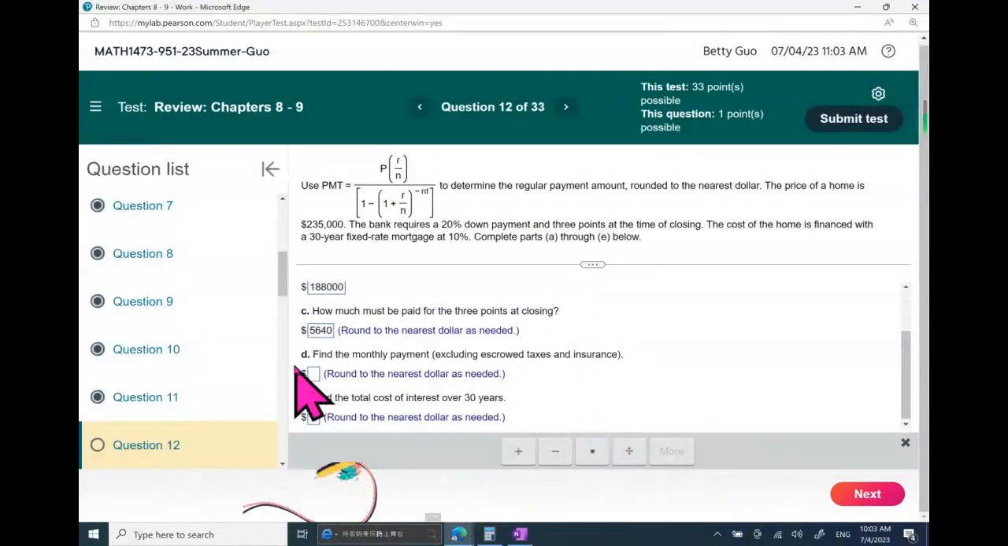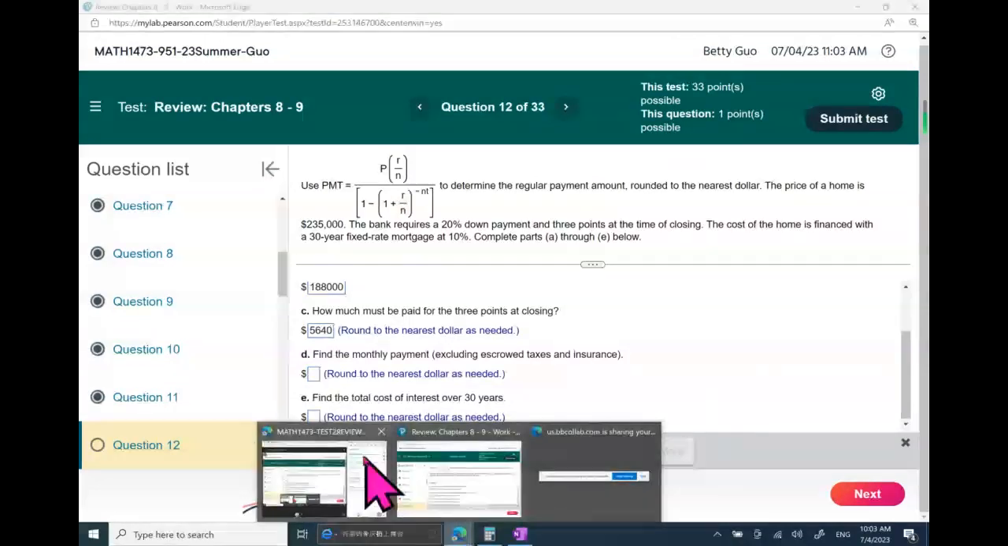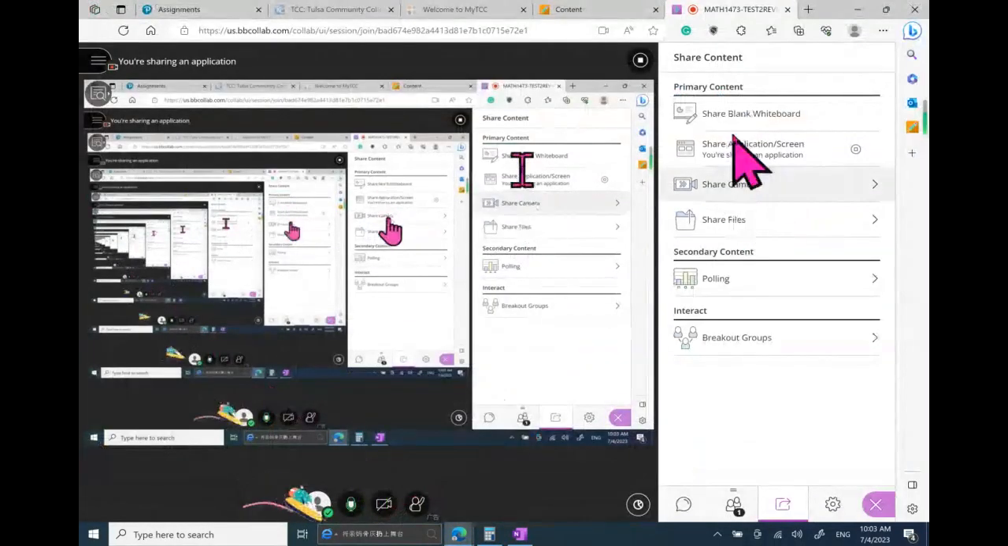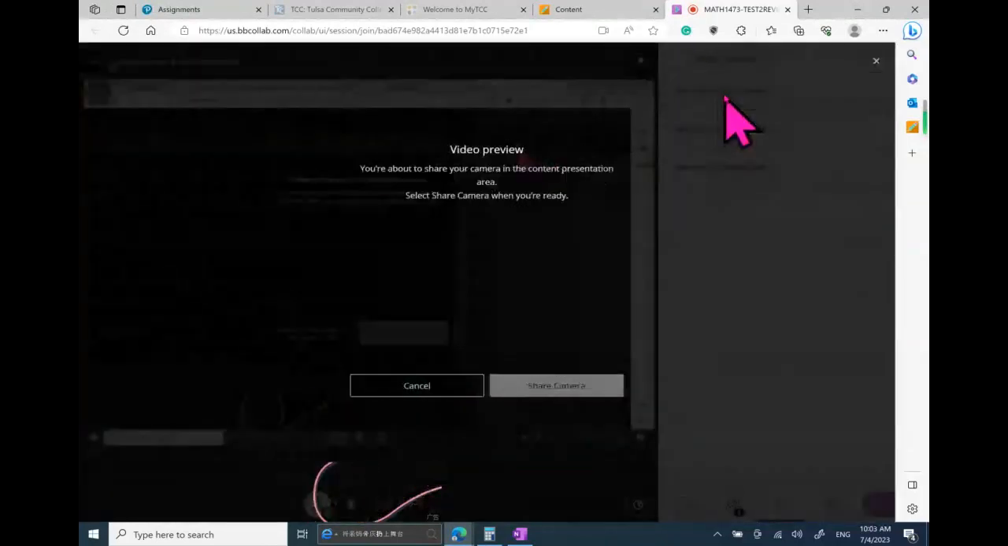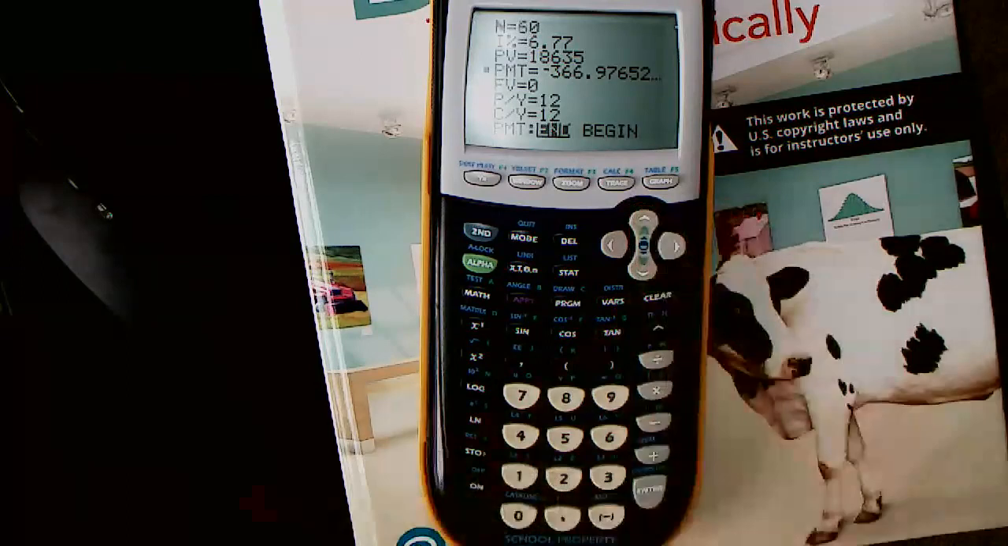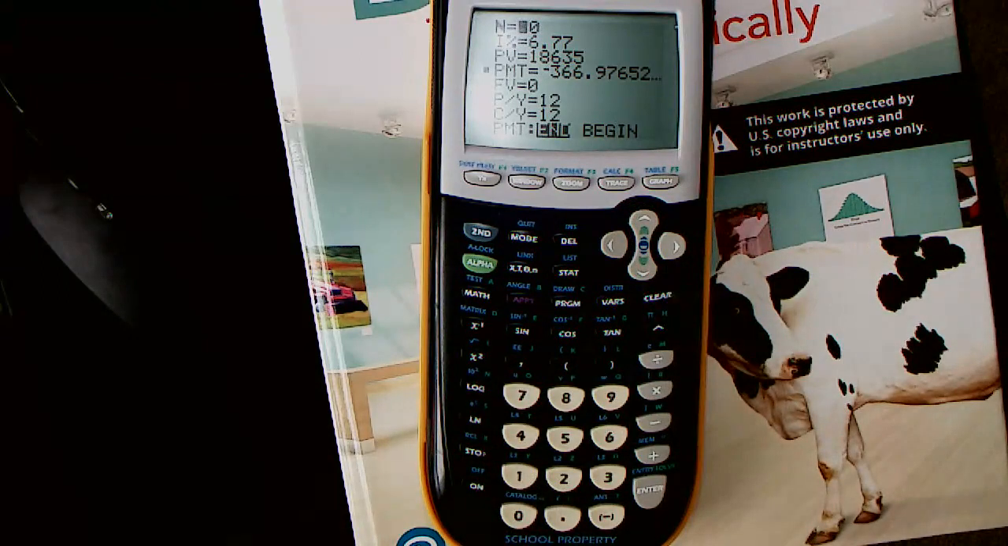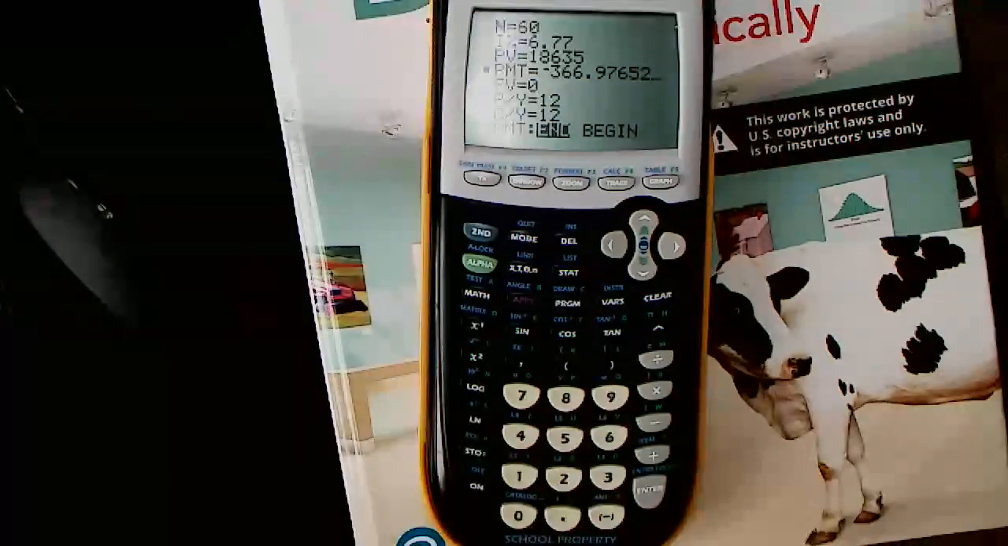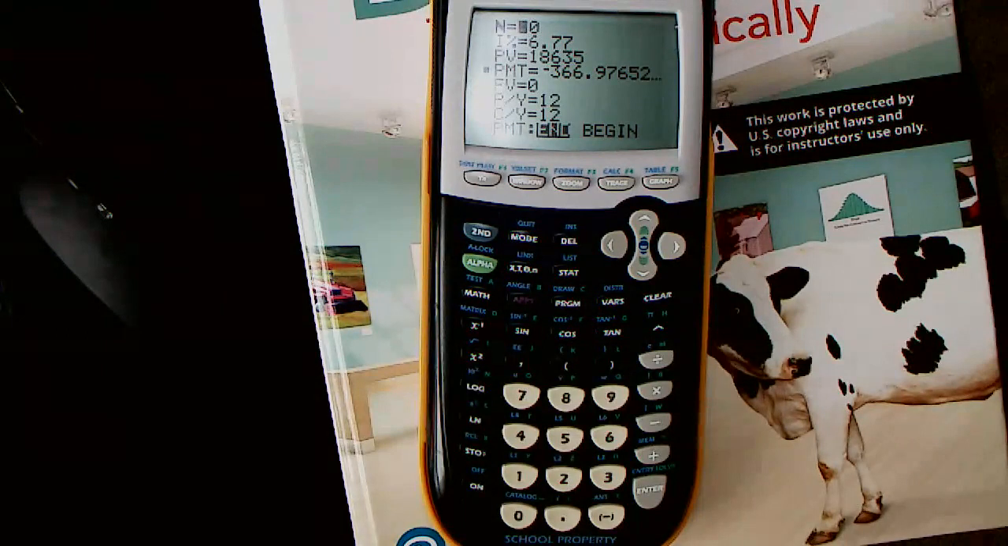Part D, find the monthly payment. I'm not going to use the formula, so calculator again. I hope at this point you should know how to use the calculator. I'm going to share my camera again. Let's see what we have. How many years is this house loan? The mortgage is a 30-year mortgage.